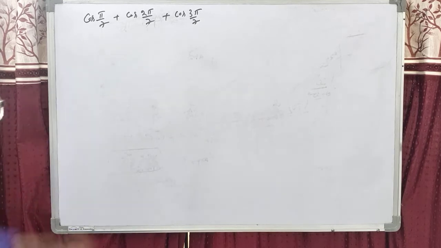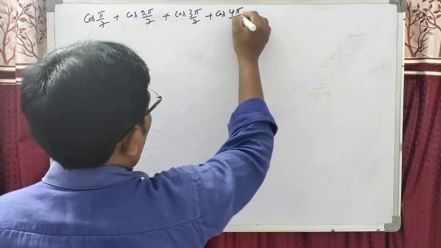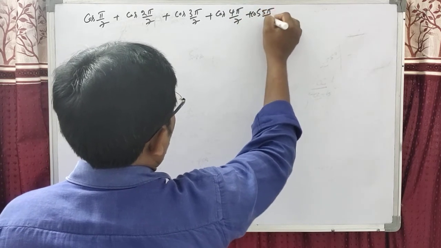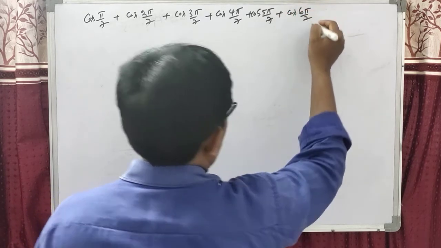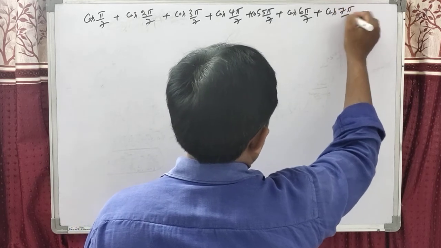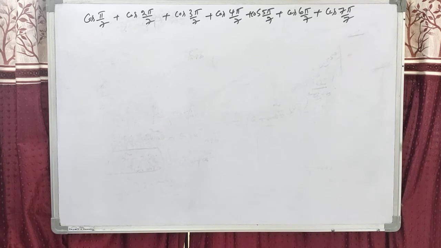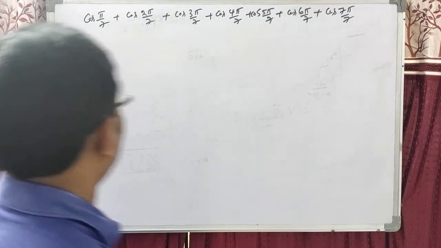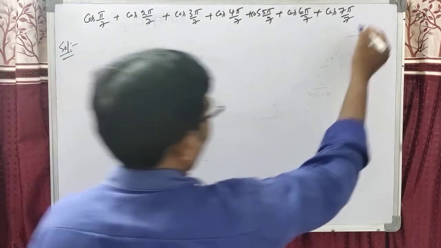Now we find the value of cos pi by 7, cos 2 pi by 7, cos 4 pi by 7, cos 5 pi by 7, cos 6 pi by 7. The final one is cos 7 pi by 7. How do we find this value, students? Just one minute, students. I request you all to observe how to find this solution.